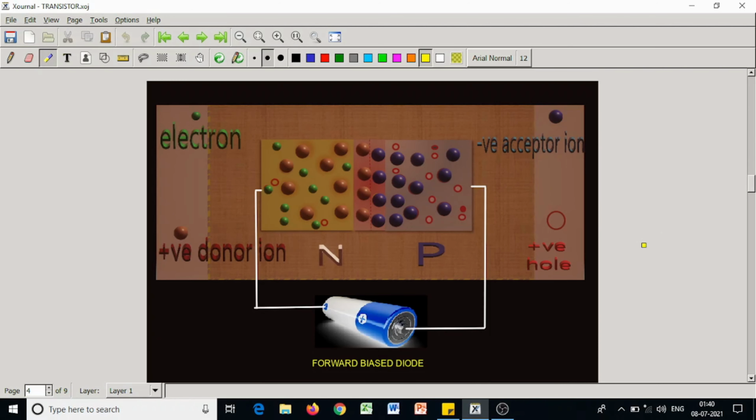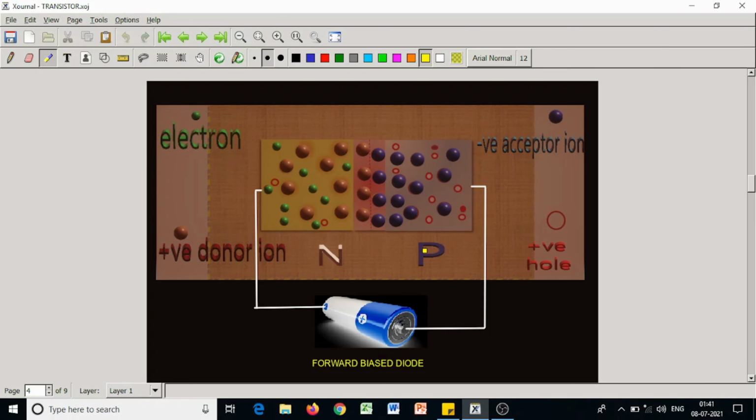If we connect a battery to overcome this barrier potential, it is called forward bias. That is, the negative terminal of the battery is connected to the N side and the positive terminal of the battery is connected to the P side. This positive terminal being connected to the P side repels the holes in this direction, so a hole current is flowing in this direction. This negative terminal repels these electrons in this direction, so a current is flowing due to electrons in this direction. These two currents constitute a current in this direction, so a current is flowing in the forward biased diode.